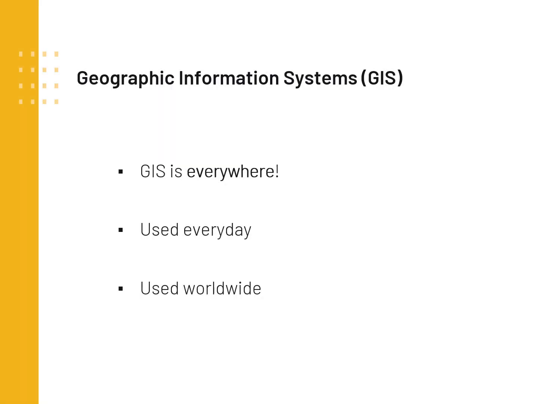We're going to start off with what is GIS. GIS stands for Geographic Information Systems. The thing to know about GIS is that it is absolutely everywhere. It's used every day and it's used worldwide. It's used in traffic signals, making sure the flow of traffic is good. It's used when delivering all of those Amazon packages to your door.